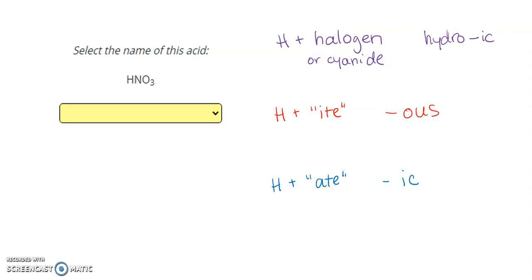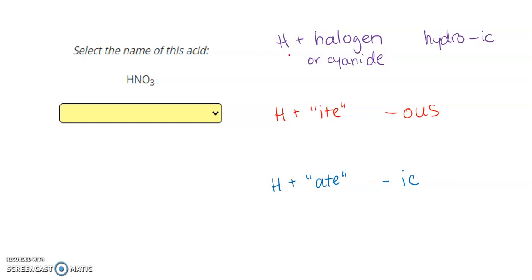This video is about writing the names and formulas of acids. And so we're going to start with HNO3. This has an H stuck to a polyatomic ion. When you have H stuck to a polyatomic ion or to most nonmetals, that's an acid. Acid naming rules are a little more complex because there's 3 different paths you can follow.